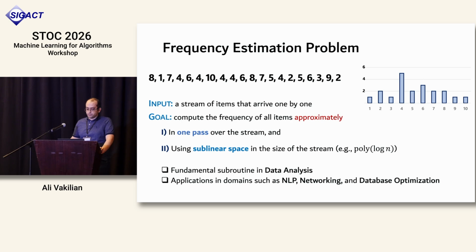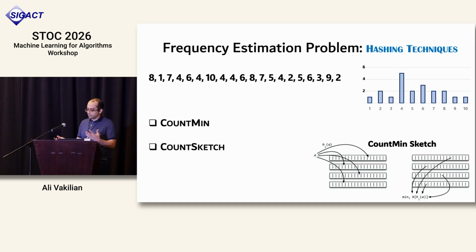This is a very fundamental problem in data analysis. It can show up in many places in natural language processing, networking, database optimization. And it has been studied a lot from the classical streaming algorithm point of view also. For instance, one successful approach is the hashing-based techniques, for instance, count mean and count sketch that have been developed for these types of problems.